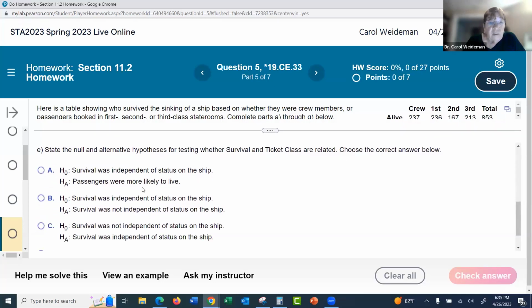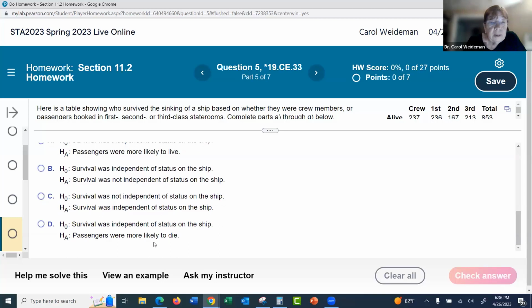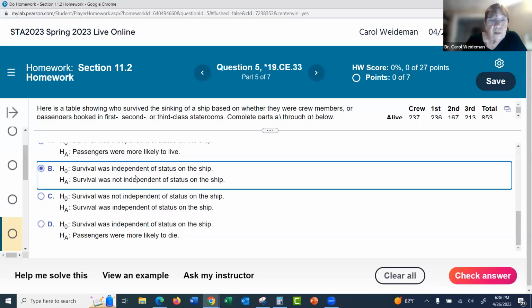Survival was independent of status on the ship. Passengers were more likely to live. Okay, we never have a direction in our alternative for this. We always have the alternative being either not independent or dependent. So survival was independent of status, survival was not independent of status. That looks pretty good. C's got them reversed, but remember that the null always says that the two variables are independent, so it can't be C. And D is giving an alternative with some kind of direction to it, and we can't do that with this kind of test. So the right answer here is this one: the two variables are independent for the null, and the alternative is that they're either dependent or not independent.